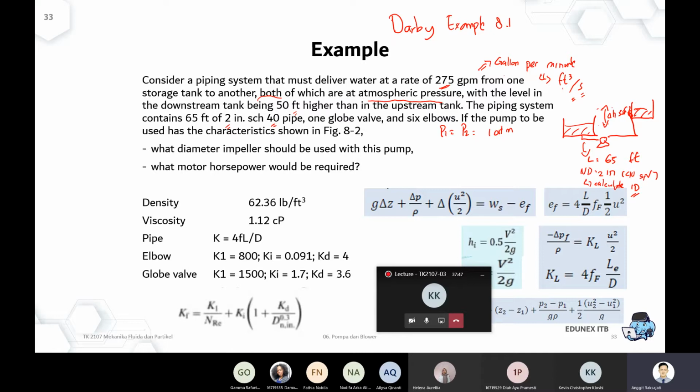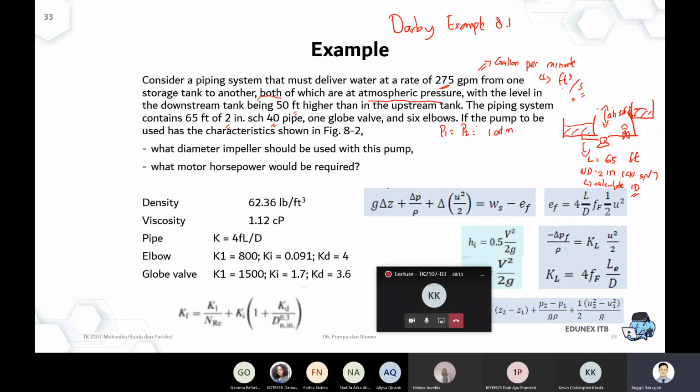Okay, and then you can see that there is one straight pipeline, 65 feet, one globe valve. Okay, so let me add the valve, one globe valve, and then 6 elbows. Okay, just add 4 more elbows. So that's the fitting. That will have to be calculated for the pressure drop calculation.